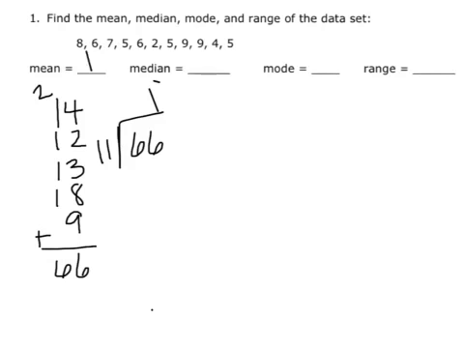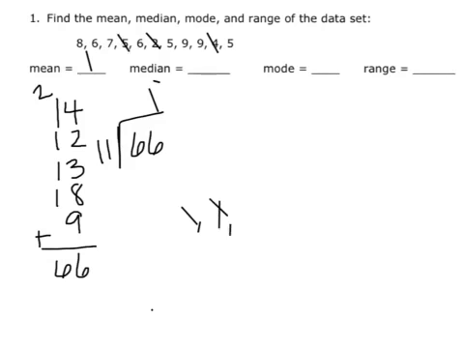Now to find the median, I need to put these numbers in order from least to greatest, and that actually will help me with my mode and my range. So let's go ahead. The smallest number I see is 2. You'll notice that I like to cross them out as I find them. Let's see, our next smallest number would be 4.